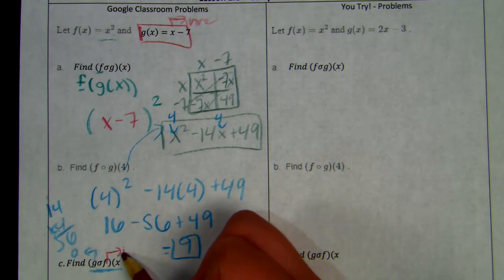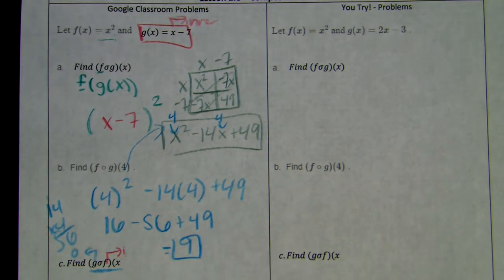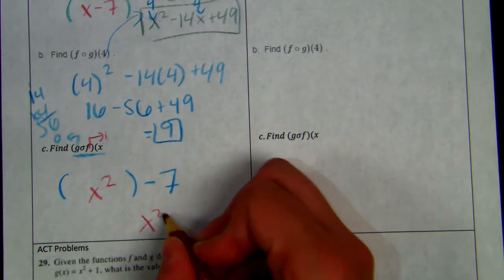Plugging in f, because that's my inner function, so I have x squared minus 7. I can't really simplify that any farther. Sorry, you couldn't see my paper, but we're left with x squared minus 7.